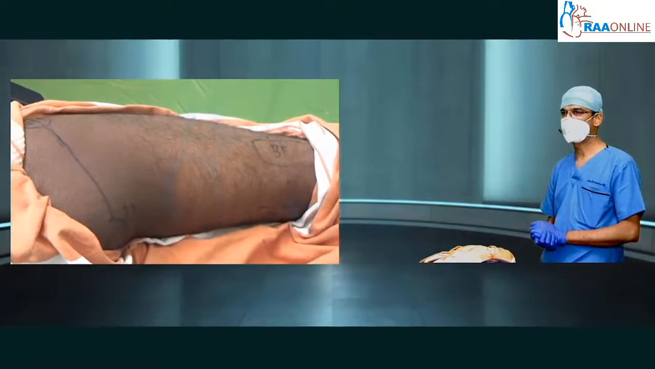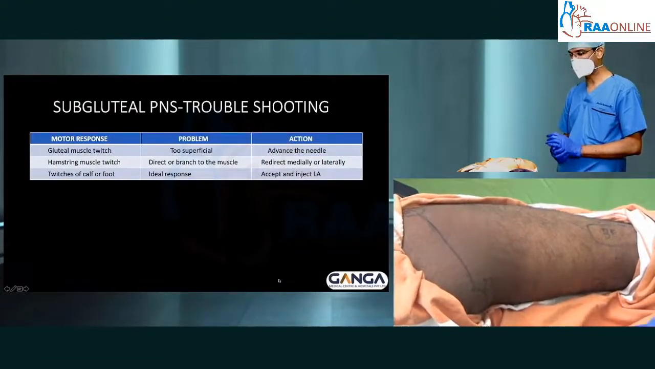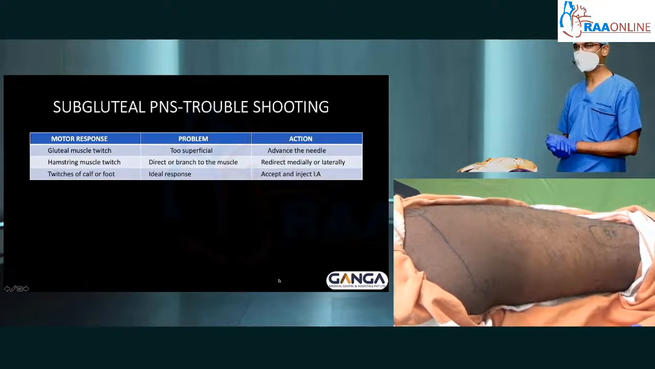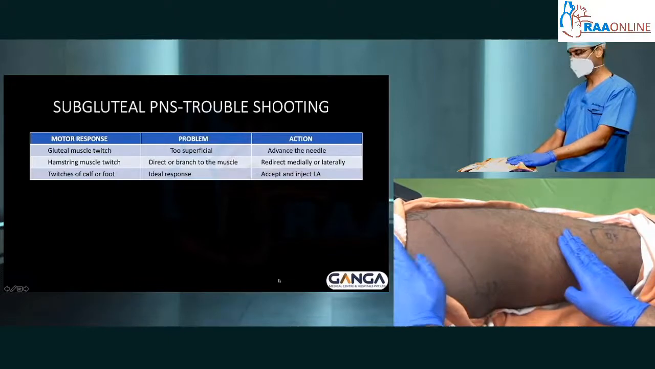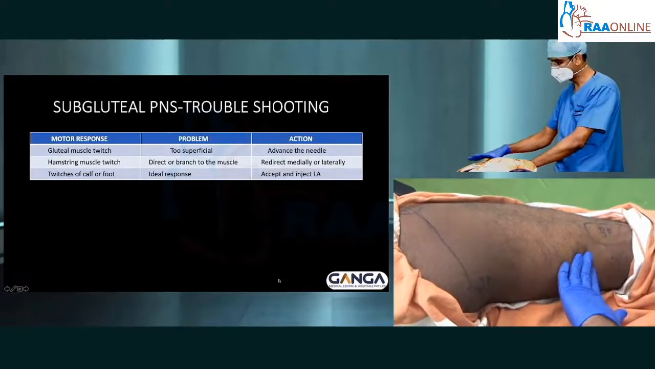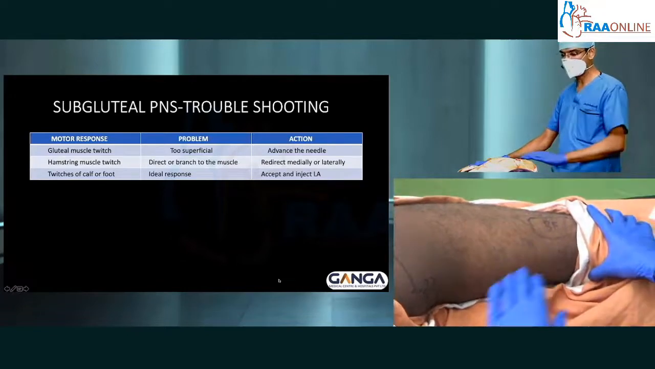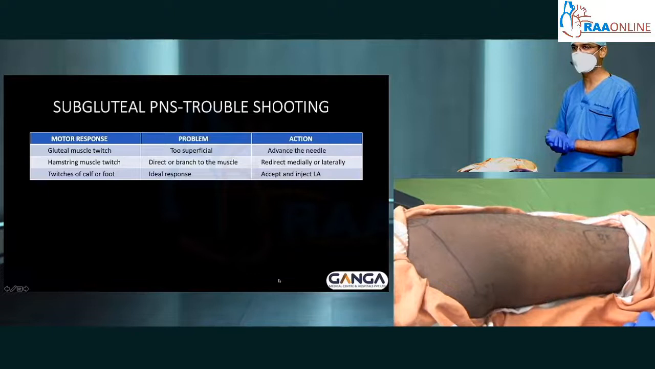First, I will start with subgluteal approach. In subgluteal approach, I am going to tell the landmark guided nerve stimulator approach. Patient should be in lateral position. Preferably hip should be slightly flexed and the knee joint also slightly flexed. All these blocks are deeper blocks. Preferably you have to sedate the patient adequately.